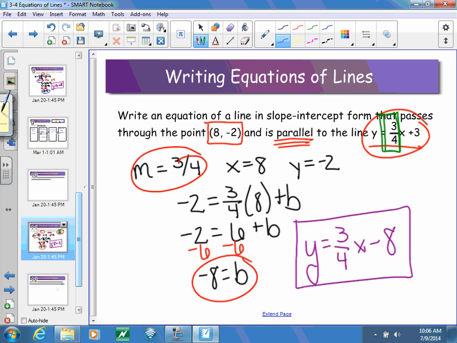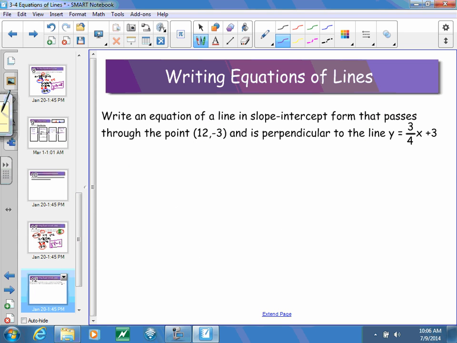Now if they switch this up on us and say, oh, we don't want the line that's parallel, we want the line that's perpendicular this time. So we want to write an equation of a line in slope-intercept form that passes through the point of 12, negative 3, and this time is perpendicular to the line of y equals 3/4 x plus 3. Parallel, they have the same slope. Perpendicular lines have slopes that are opposite reciprocals of each other. So our slope is not going to be 3/4, it's going to be negative 4/3.